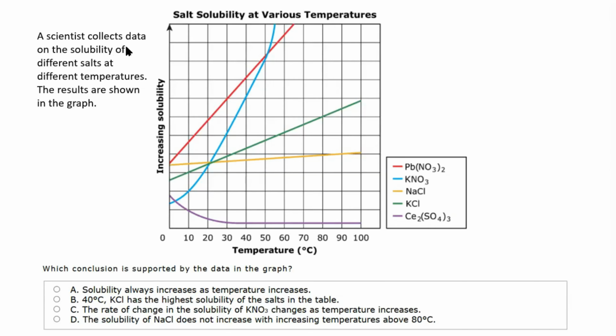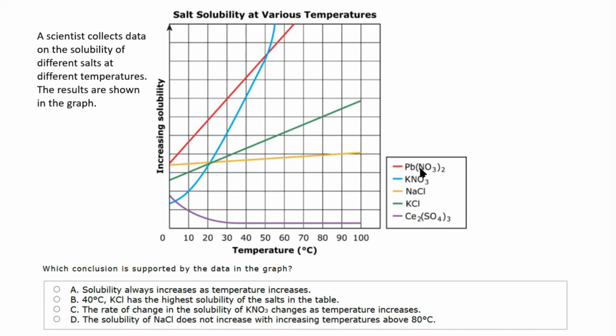A scientist collects data on the solubility of different salts at different temperatures. The results are shown in the graph. So you can see in the graph here, salt solubility at various temperatures. This is the increasing solubility on the y-axis, and on the x-axis you can see the temperature. And these are the salts that are given here.